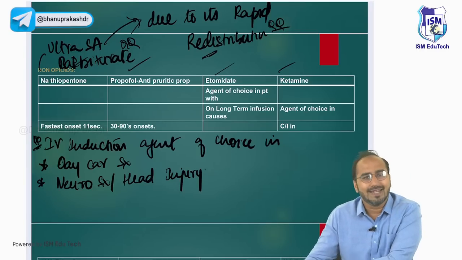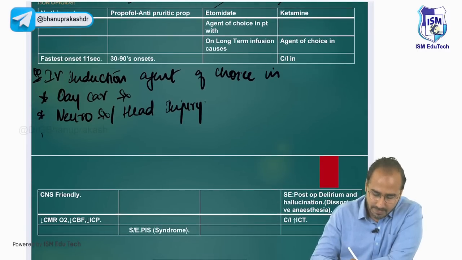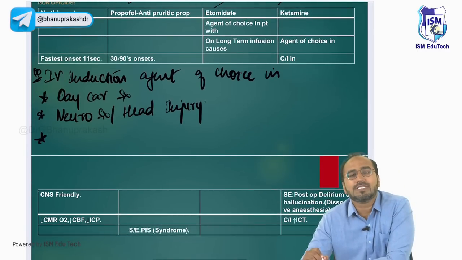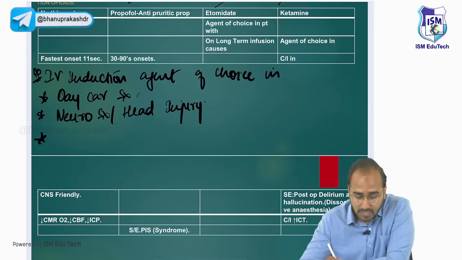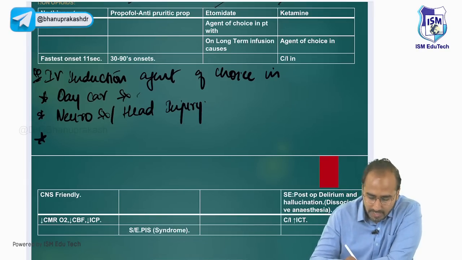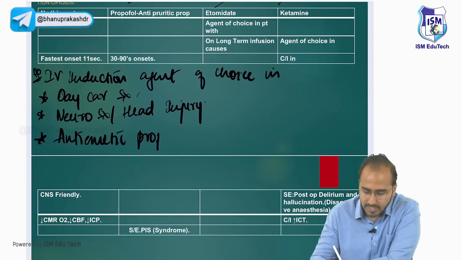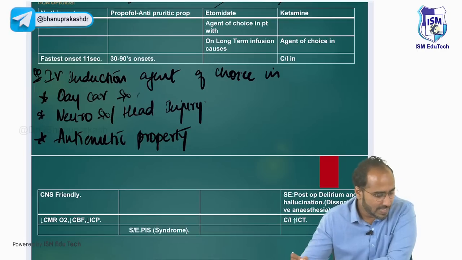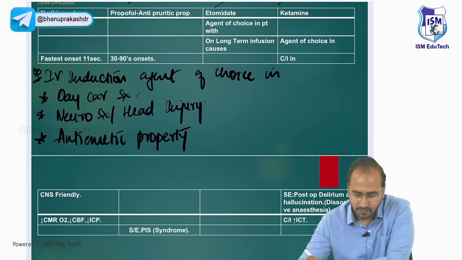In neurosurgery and head injury also you use propofol. Apart from that, propofol is also used as an IV induction agent of choice in what all conditions? One is day care surgery, one is neurosurgery and head injury. Apart from that, propofol is having anti-emetic property. This is the only IV induction agent that has anti-emetic property that prevents nausea and vomiting.